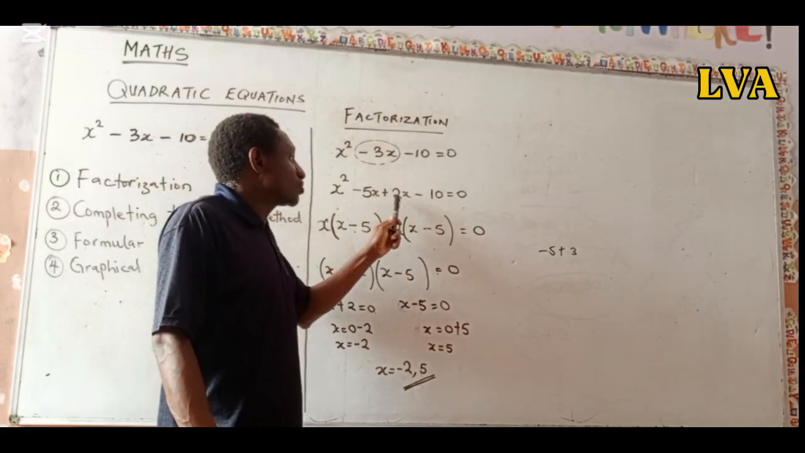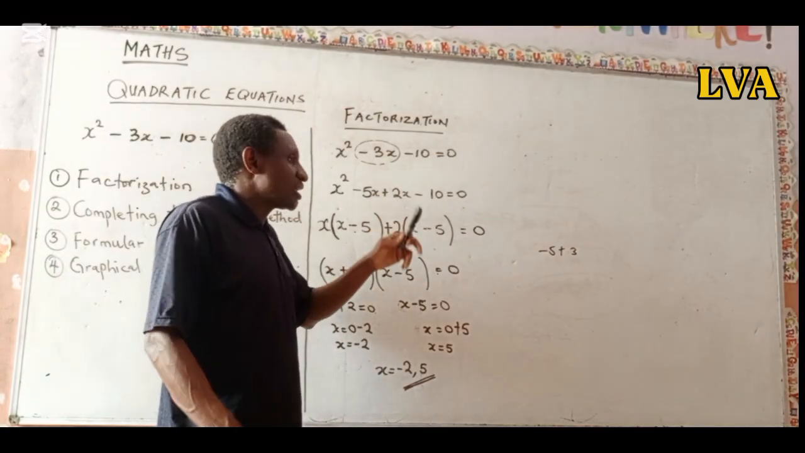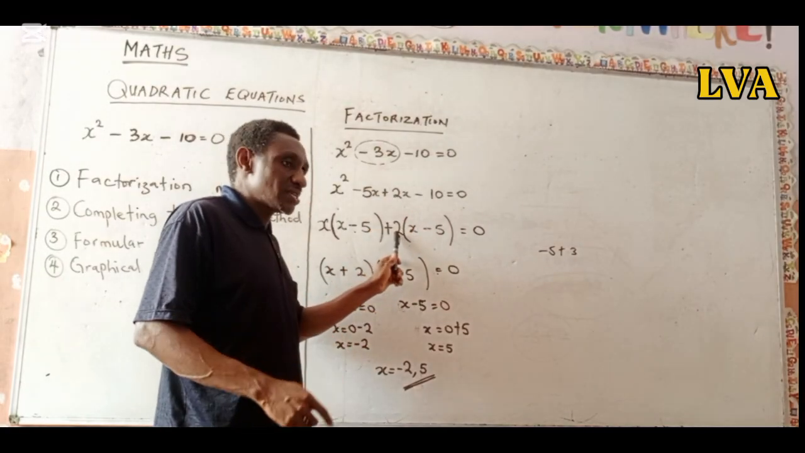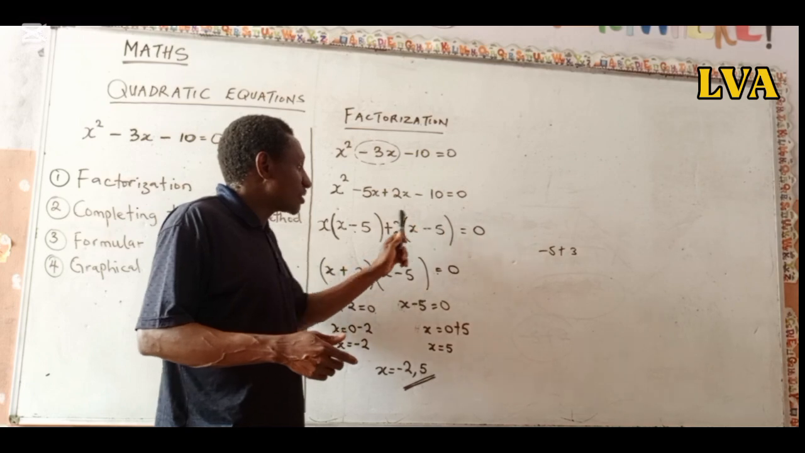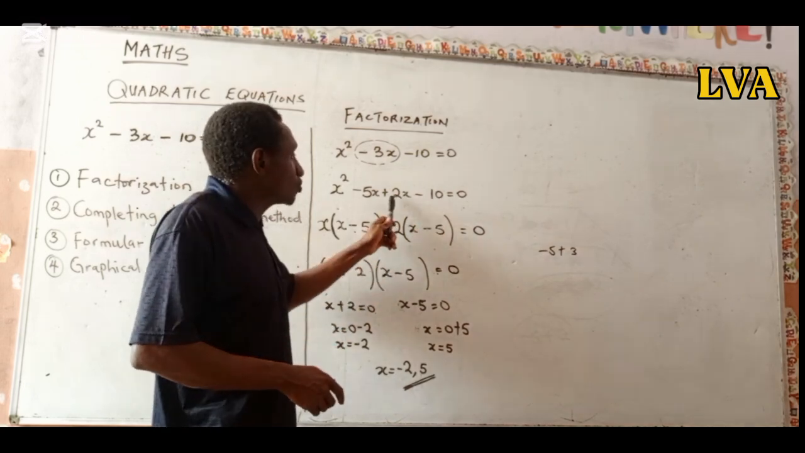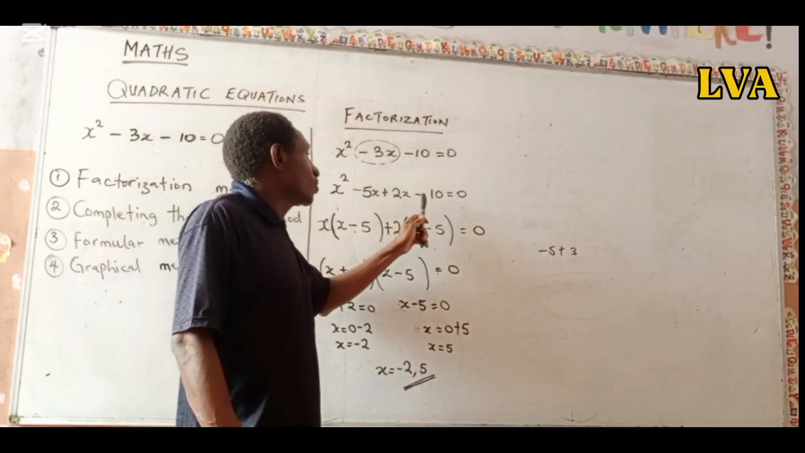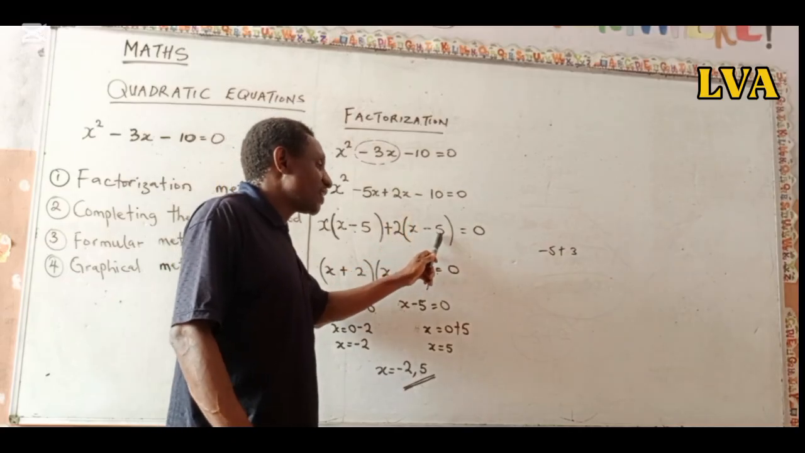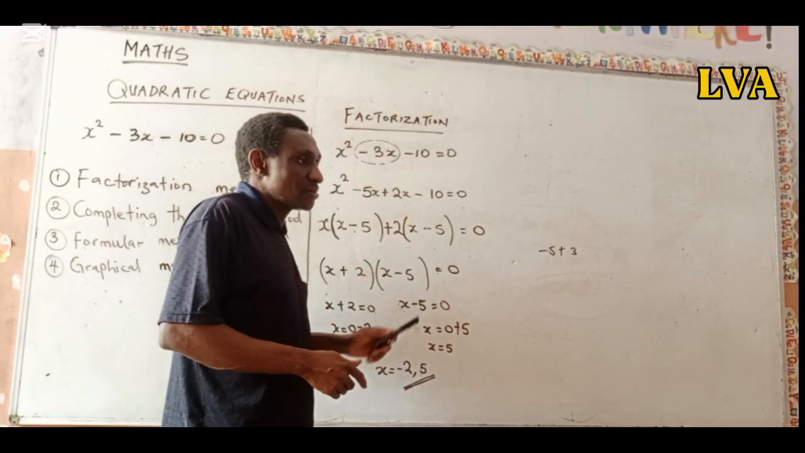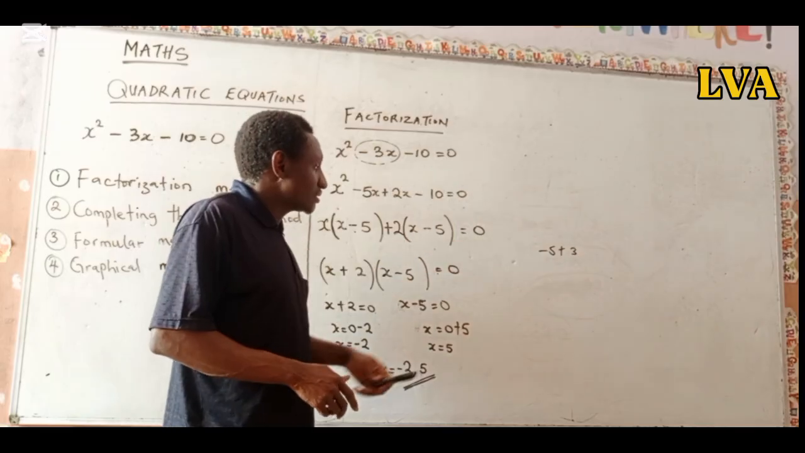So because 2 is common in the third and the fourth term, I brought out the 2 which is common outside the bracket. If you bring out 2 from 2x, what's left is x, so you keep the x inside the bracket. If 2 goes into 10, what you have is 5, so you bring minus 5 inside the bracket, then you bring down your equal to and 0.